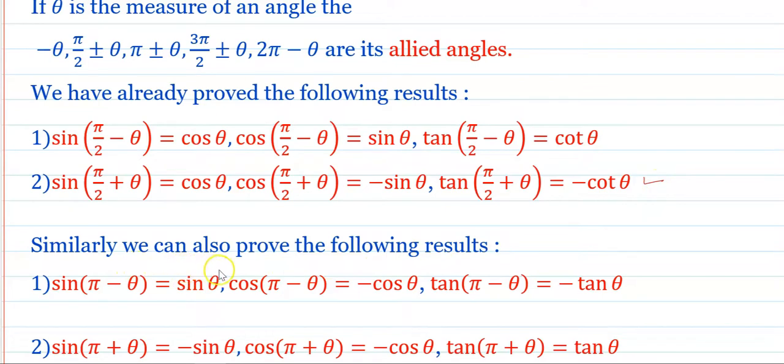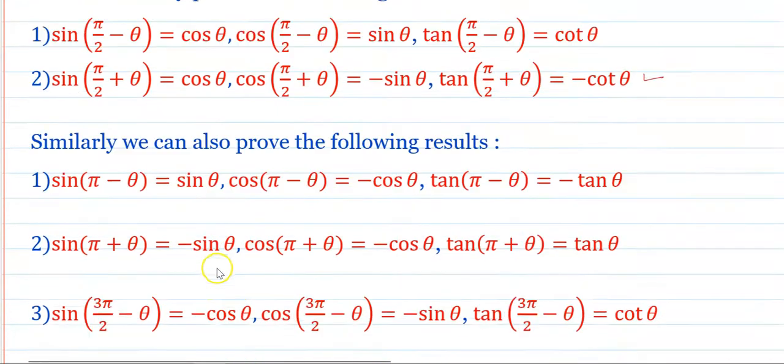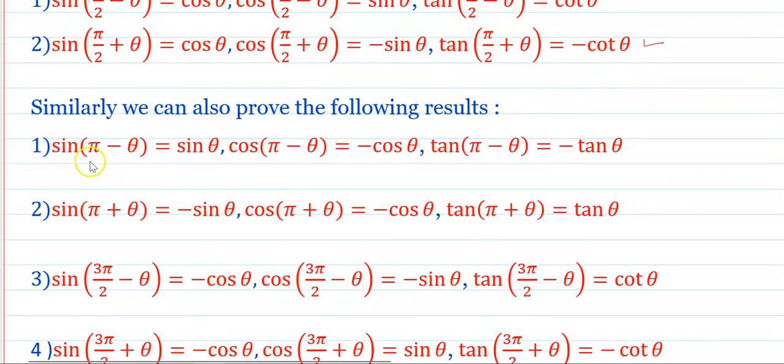Similarly, we can also prove the following results. Sin of pi minus theta is equal to sin theta. Cos of pi minus theta is equal to minus cos theta. Tan of pi minus theta is equal to minus tan theta.